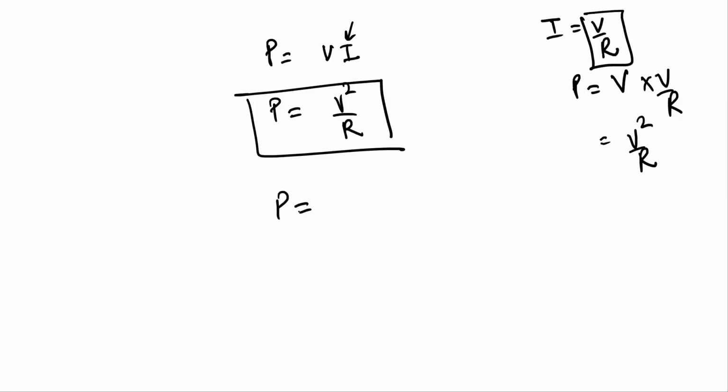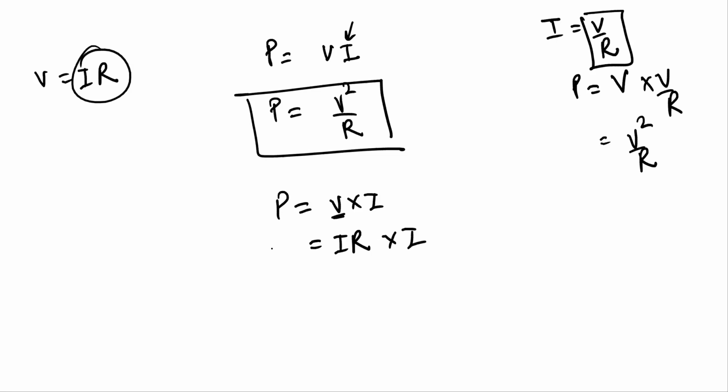Next one is P is equal to, we can have the next formula. If we need to keep I and replace V in terms of I and R, you can write V is equal to IR. So if we have V into I, in place of V we can write I into R, this into I. So P is equal to I square R. Okay. Understood? Yes, sir. Okay.